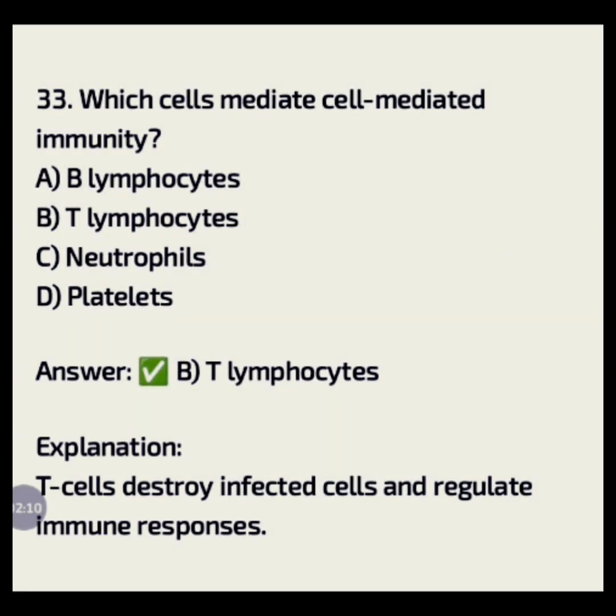Which cell mediates immunity? Option A, B lymphocytes; option B, T lymphocytes; option C, neutrophils; option D, platelets. The correct answer is option B, T lymphocytes. T lymphocytes, or T cells, destroy infected cells and regulate immune responses.